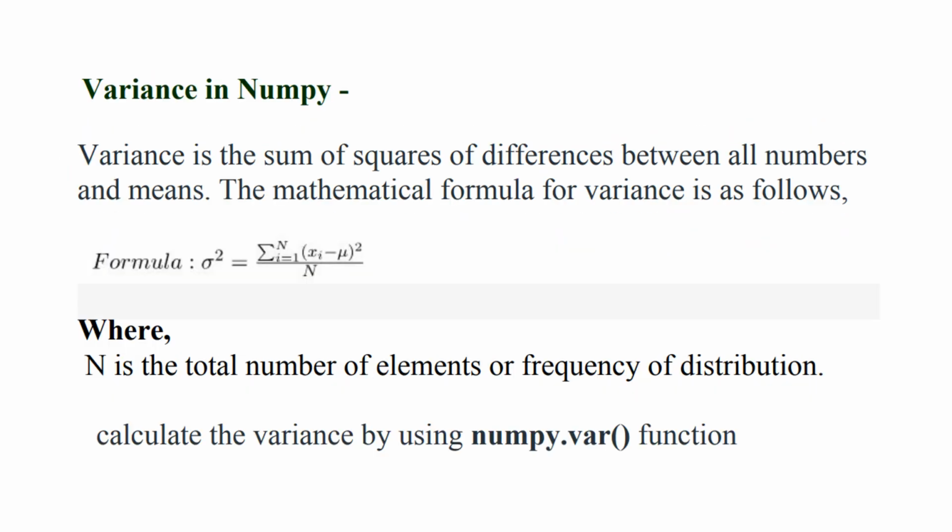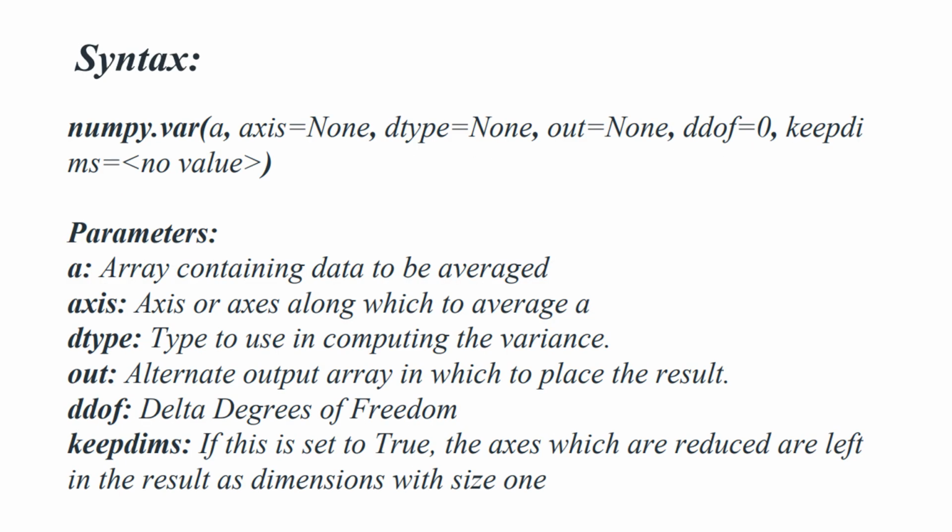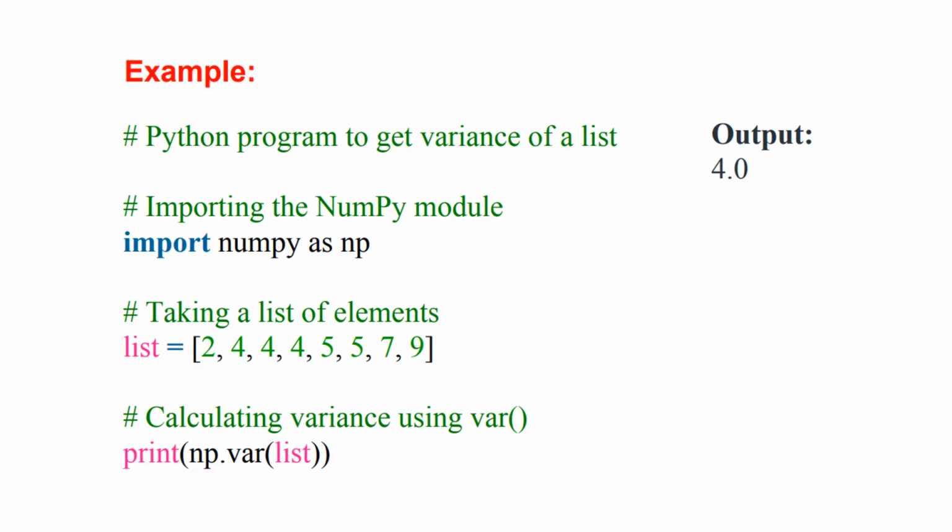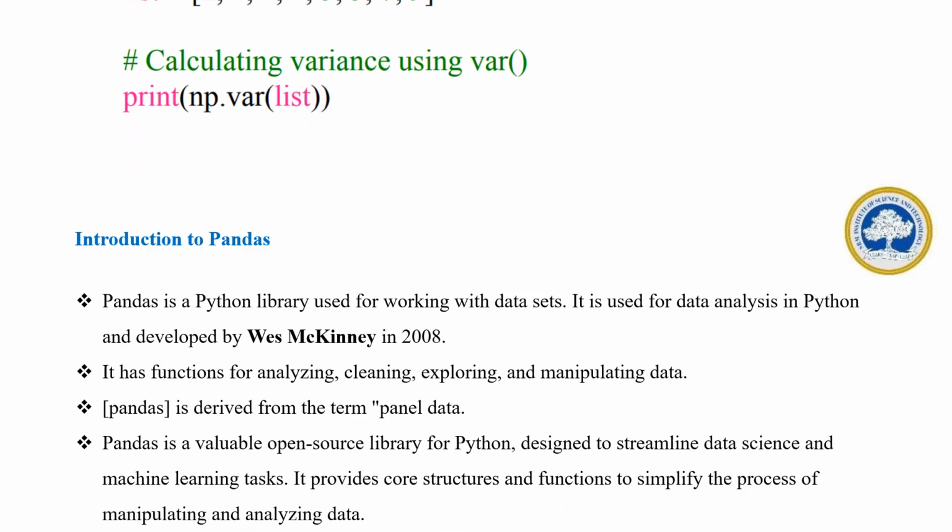Then variance in numpy. Variance is the sum of squares of the difference between all numbers and the mean. So the mathematical variance, you simply use numpy.var, which is going to compute the variance of the numbers. Here we have a list. When you want to compute the variance of the list, simply use np.var(list), and it is going to compute it.